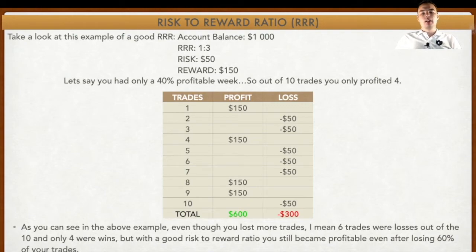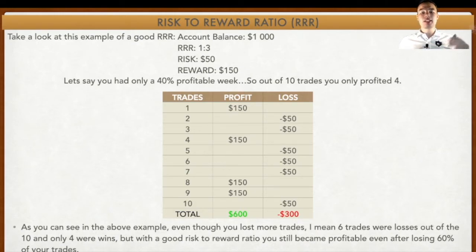Here's an example. Keep in mind, if you lose, you lose $50. If you win, you make $150. Let's say we place 10 trades with a 40% win ratio, so 4 trades need to be wins and 6 trades need to be losses. The first trade we win, $150. Second trade we lose, minus $50. Third trade, we lose again, minus $50. Fourth trade, we win, up another $150.